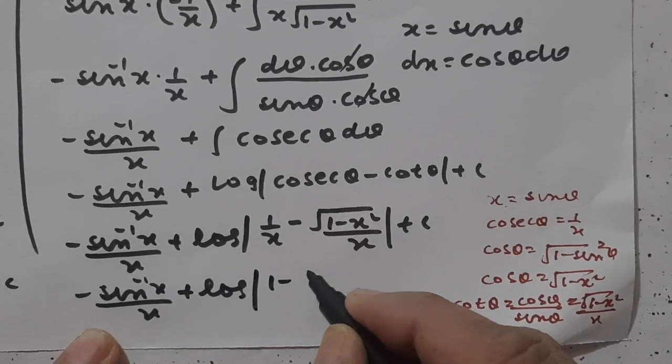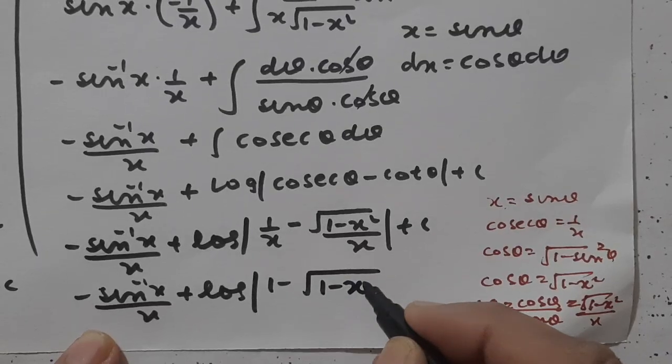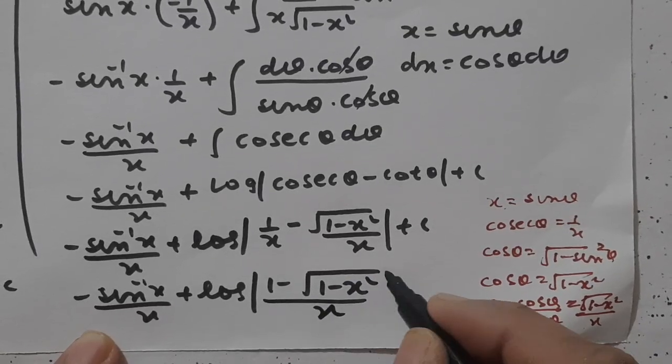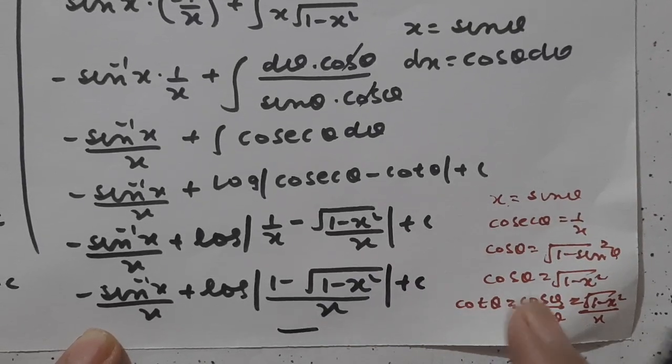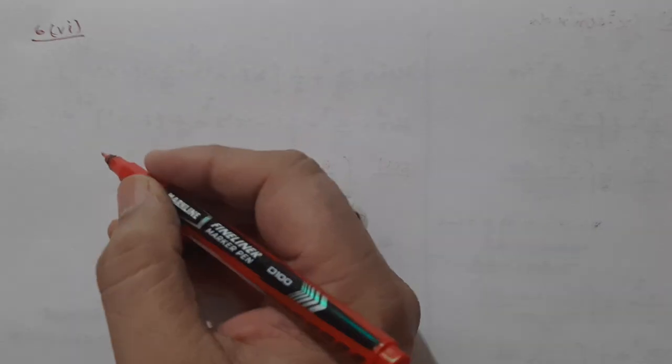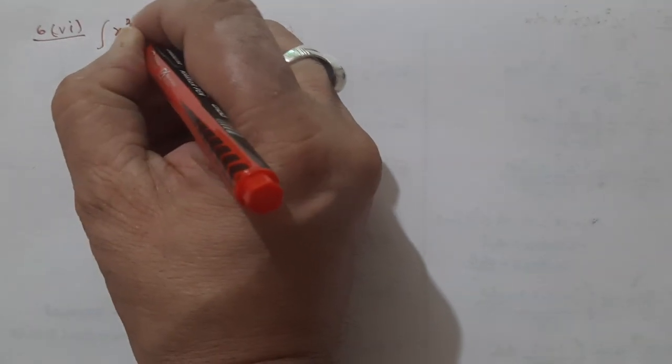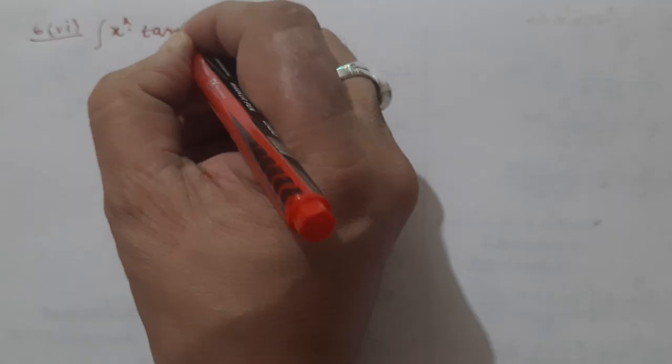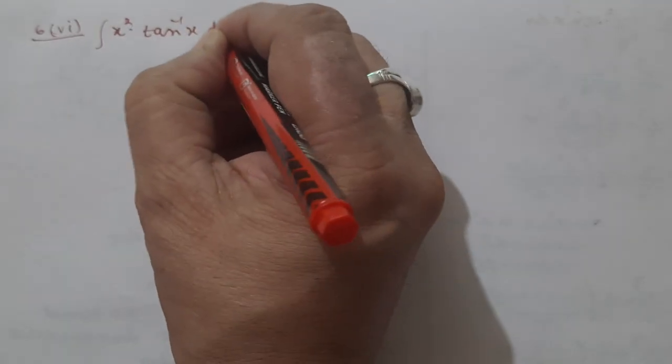If we want to take LCM, we can take LCM like this upon x plus c, like this. So students, this is the final answer. Now the sixth part question is x square tangent inverse x. Now let us do this question. x square into tangent inverse x dx.